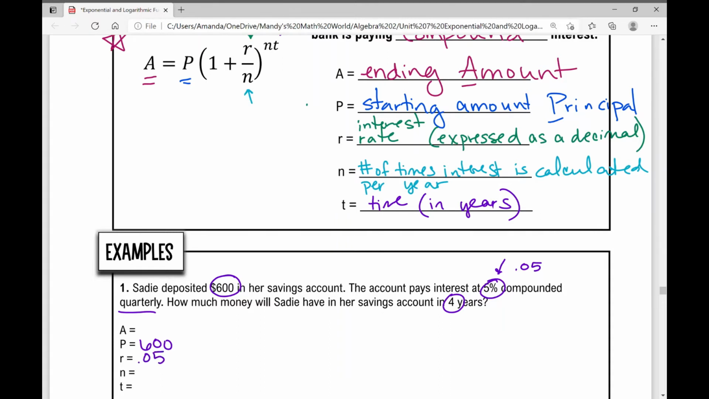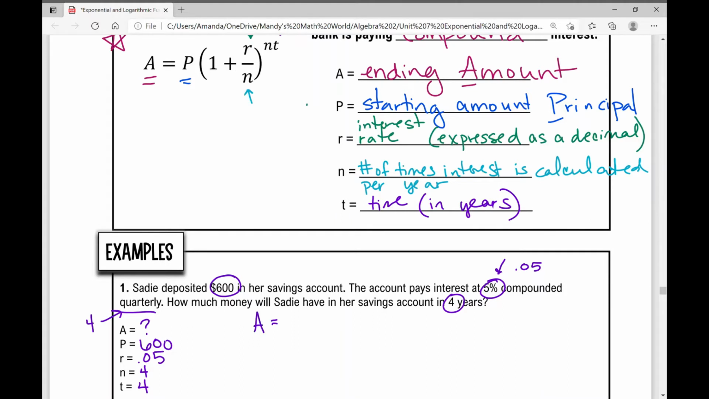If it's compounded quarterly, what would N be? That's the number of times it's calculated per year. So quarterly, that's 4 times a year, right? Every 3 months. So N's going to be 4. And then how much will Sadie have in her savings account in 4 years? That's our time. So now we're just going to plug this into our formula. A equals P, open parentheses, 1 plus R over N, close parentheses, raised to the power of N times T.